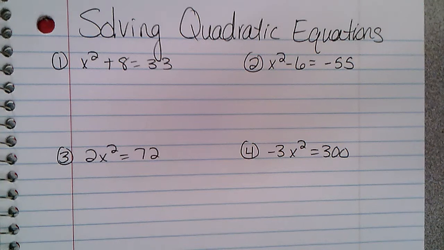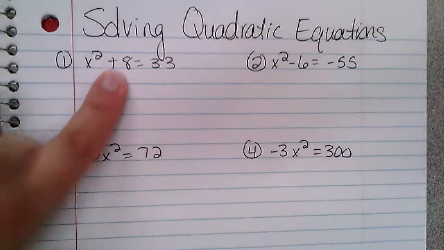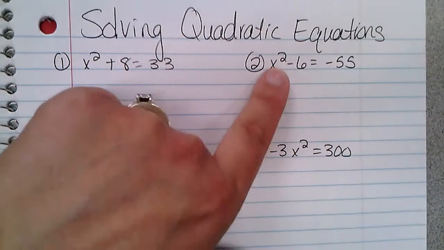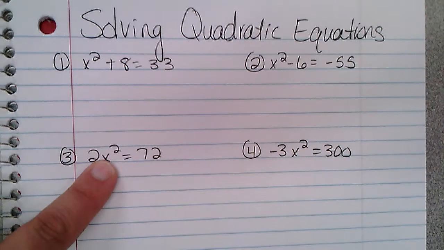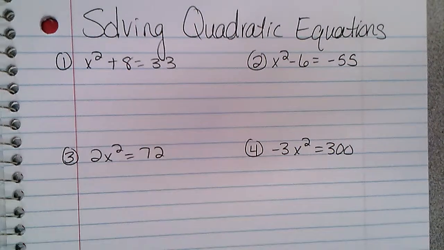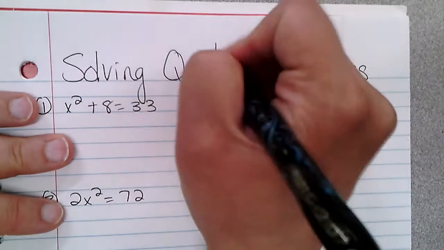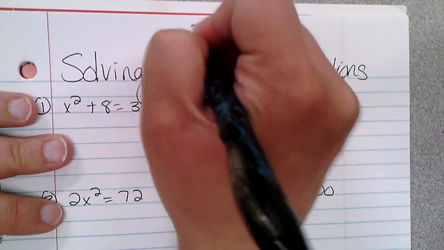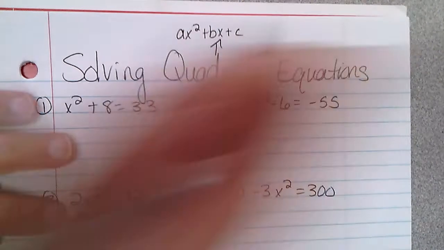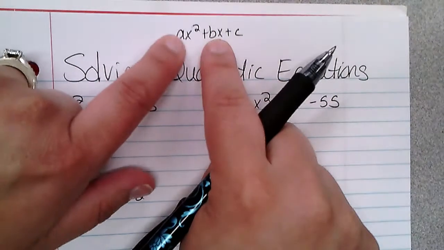So we started off the unit solving quadratic equations, and we're going to end the unit solving quadratic equations. If you look at all these equations, they only have one x term. This one only has this x term, this one only has this x term, this one only has this one, and this one only has this one. We're used to quadratic equations, ax squared plus bx plus c, having two x terms.